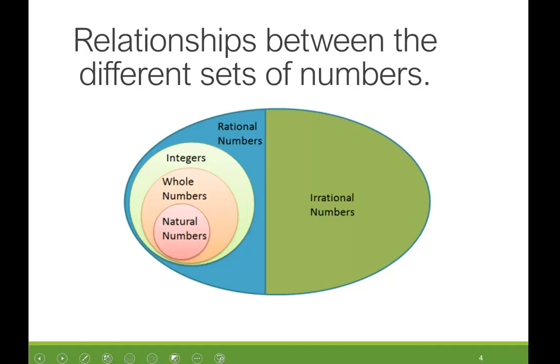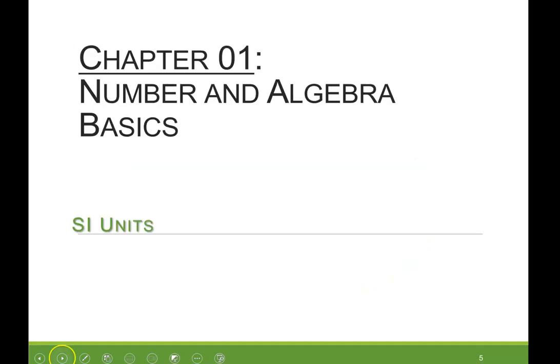Everybody cool? That was the first section. Just like, can you pick out what kind of number something is? Not hard, right? Next thing we're going to talk about are SI units.